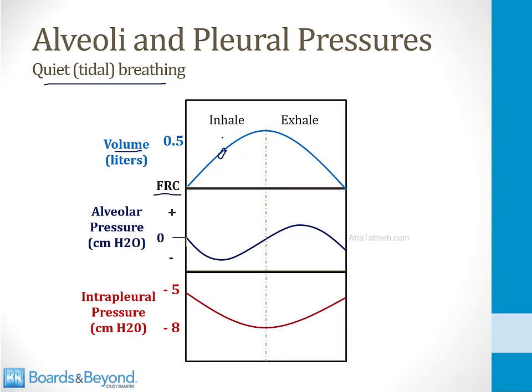Inhale and the volume in the lungs goes up. You inhale about a half liter with each quiet breath, and then you begin to exhale and the volume goes back down to the FRC. This should be very easy to understand. Volume is just going up and down during a respiratory cycle.